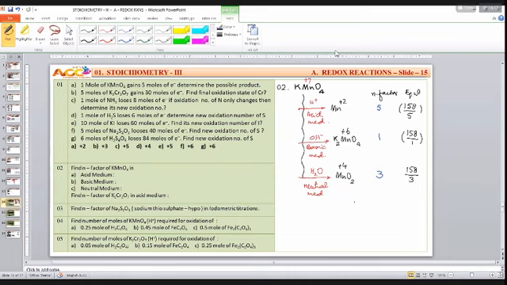Therefore, people say that in case of KMnO4, whenever we are trying to understand, some students say, I want to understand. Some students say, no, I want to memorize it. No problem, it is your enjoyment, however you want to go.